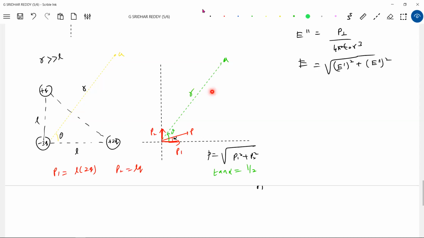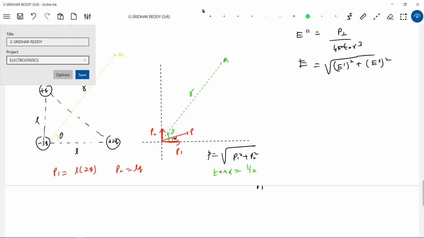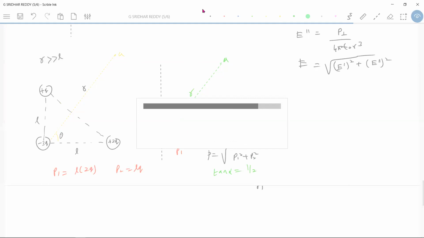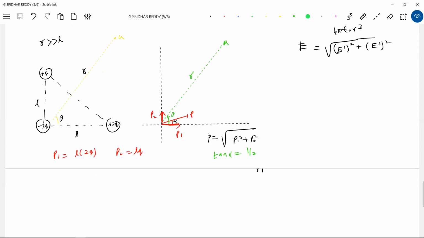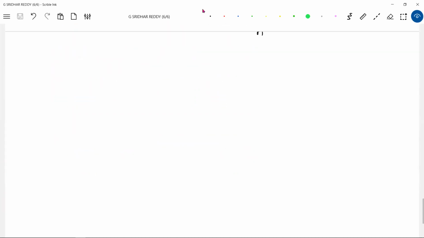Able to make it out? I'm just sharing the idea. We'll take the next set of numericals. It's a very small topic, but a lot of troublesome things are there. Let me introduce the next set of questions.